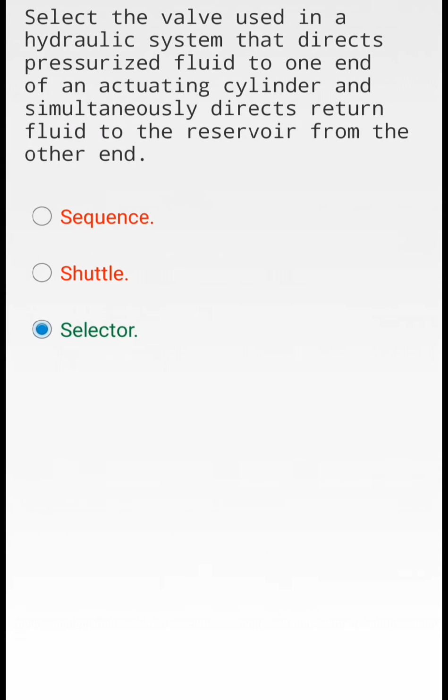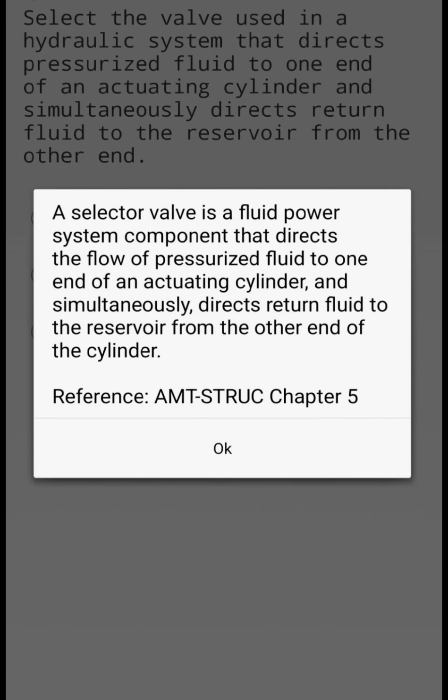Select the valve used in a hydraulic system that directs pressurized fluid to one end of an actuating cylinder and simultaneously directs return fluid to the reservoir from the other end. Selector. A selector valve is a fluid power system component that directs the flow of pressurized fluid to one end of an actuating cylinder and simultaneously directs return fluid to the reservoir from the other end of the cylinder.